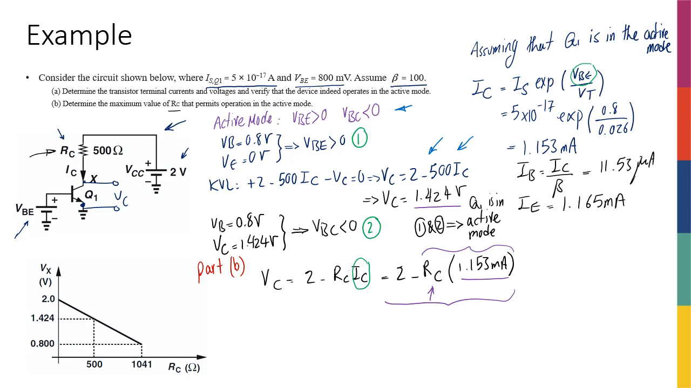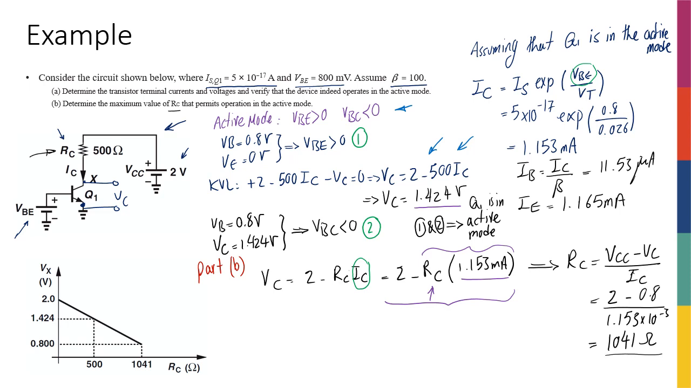Basically, I can write an expression that RC is equal to VCC, the 2 volts, minus VC, divided by IC. I want to find the RC that gives me a VC of 0.8 volts, and the IC is 1.153 times 10 to the negative 3 because it's milliamp. If I calculate that, I'm going to get an RC of 1041 ohms. So I can increase the resistor from the 500 ohm value that it has right now all the way to 1041 ohms and still be in the active mode.